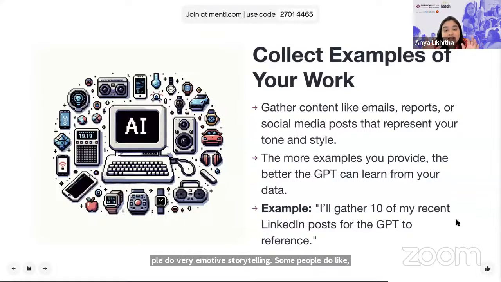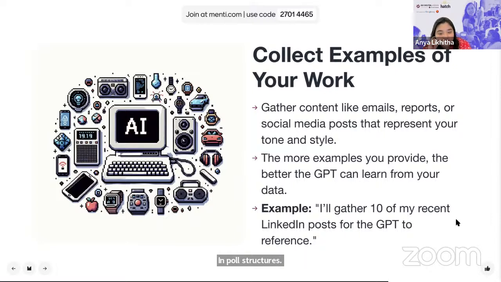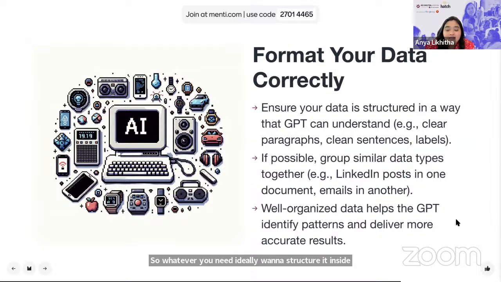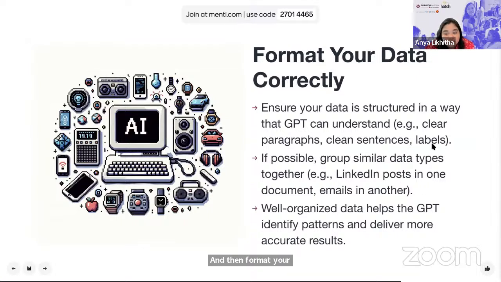So you will say "examples of LinkedIn post structures," so that it will know that we're talking about LinkedIn post structures specifically. Whatever you need, ideally, you want to structure it inside with clear headlines, and then format your data correctly. If you need to put any labels on it, do put labels, have clear paragraphs, don't have excessive, poorly formatted things, and take away all of the emoji unless it's necessary for the post.